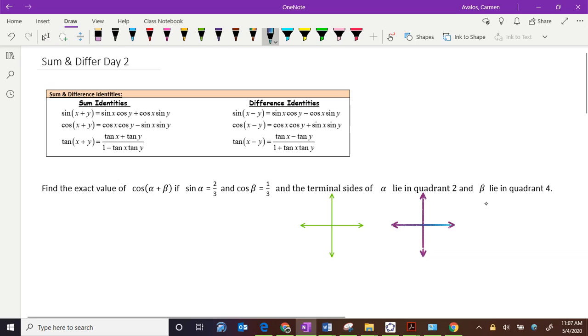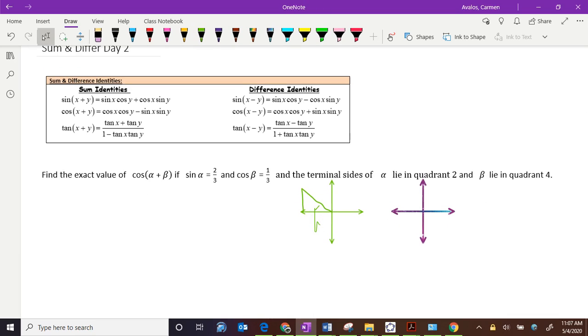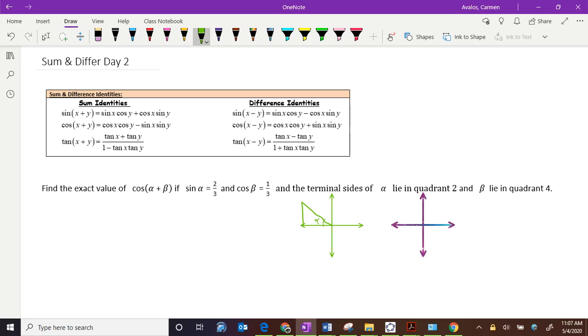Okay, so what we're going to do first, I'm going to take the green one as alpha, that is in quadrant 2, and I'm going to do what I did before. So here's going to be my alpha, and we know that it's going to be opposite over hypotenuse. So this is going to be 2, and then the hypotenuse is 3. Remember, the hypotenuse is always going to be positive. This one here, because it's a positive y value, is going to be positive. This is a negative x value, so whatever goes here is going to be negative.